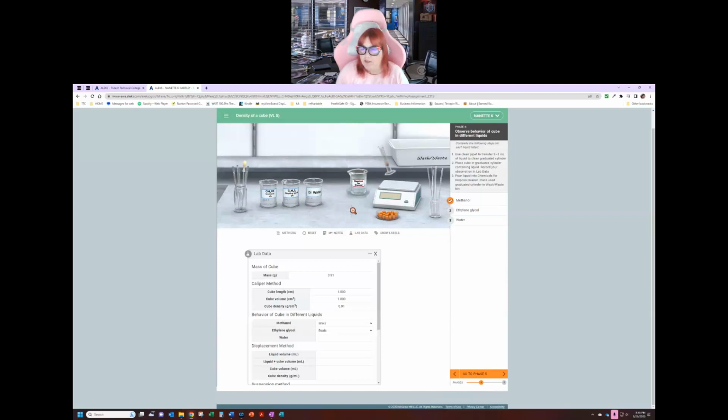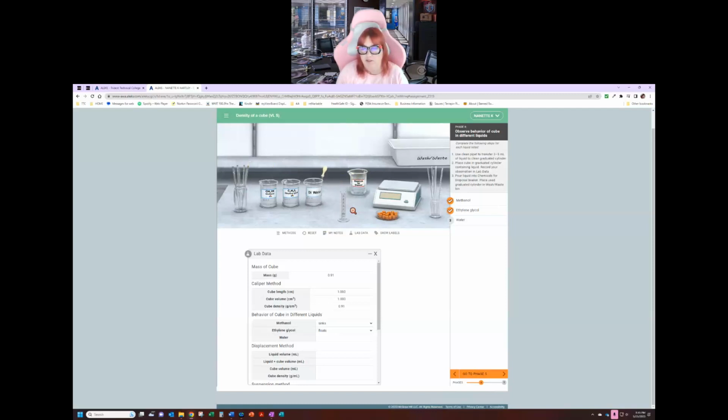Now I can dispose of this. Sorry, I tried to put it in the wrong place. So I need to dispose of that and then put it in there. That's helpful. And then I do the last one, which is the water.